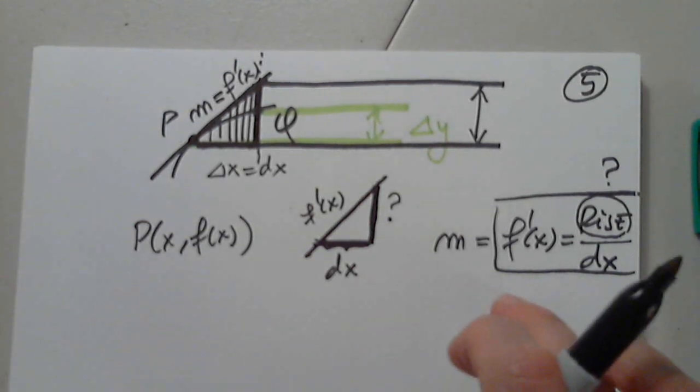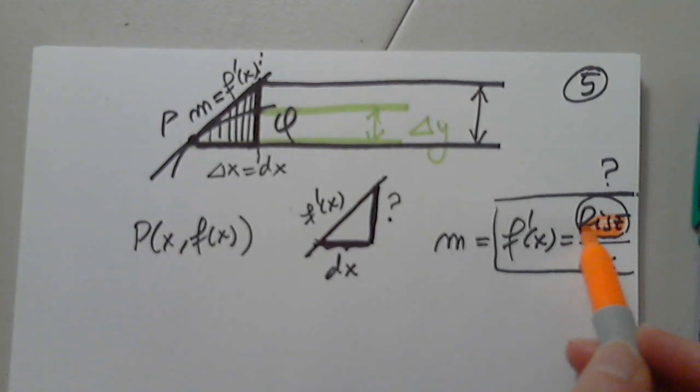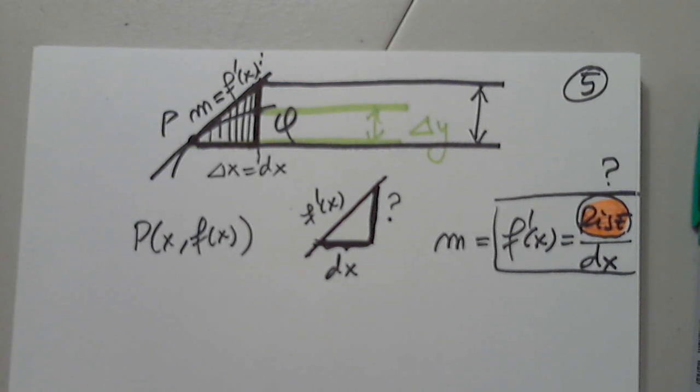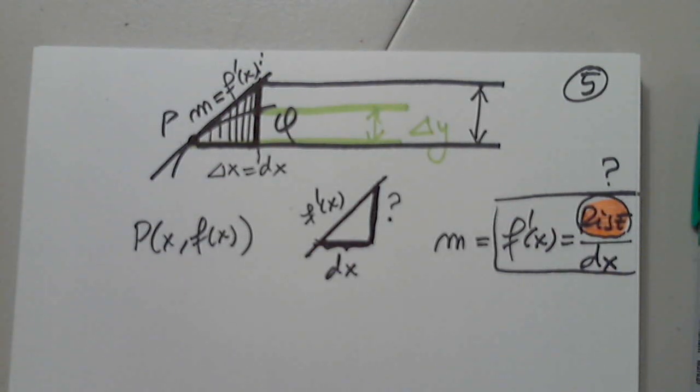There are two different notations for the same thing. What could that equal to? The top of that fraction. What could this be? So that f prime of x equals this over dx.